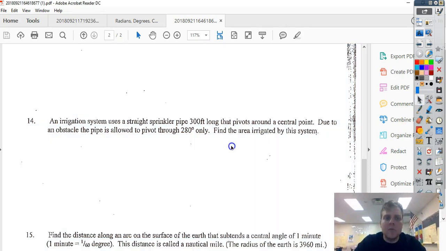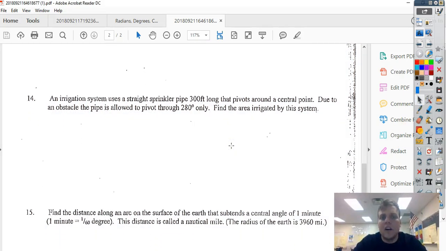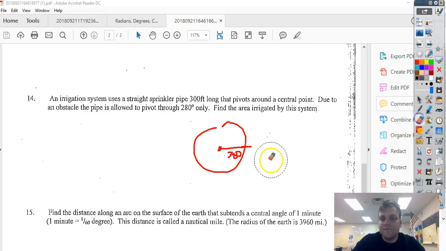An irrigation system uses a straight sprinkler 300 feet long that pivots around a central point. Due to the obstacle, the pipe is allowed to pivot only through 280 degrees. Find the area irrigated by this system. So here you have your straight sprinkler that's 300 feet long. I'm so bad at drawing circles.